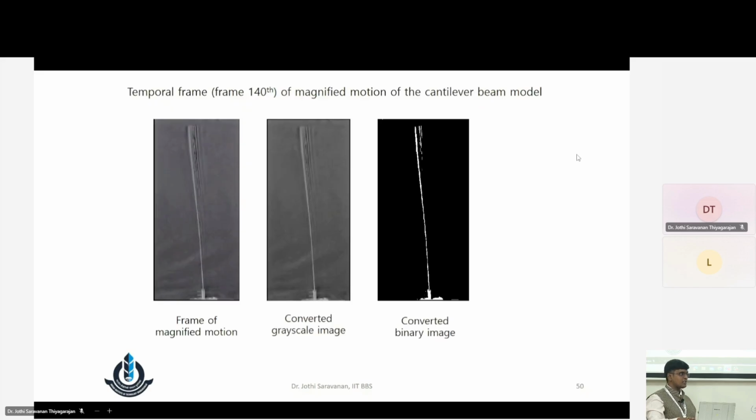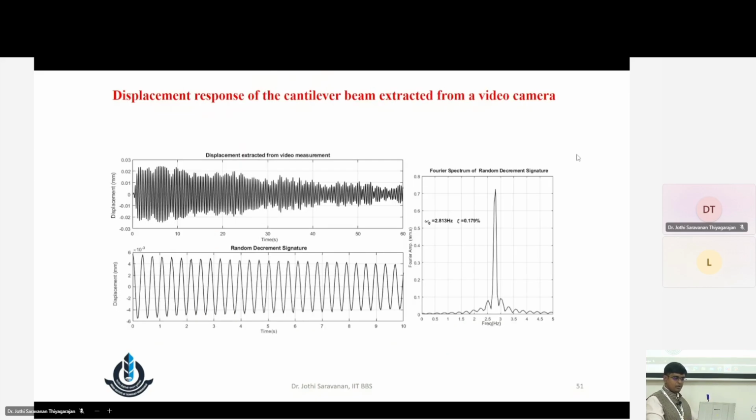Good observation. Now I'm taking a random frame, the 40th frame, magnifying it, converting everything, and doing the process. I will be able to show that at a different frame rate. This is the response that we collected from the video cam, where you can see a very neat peak around 2.8 hertz, which exactly matches the results that we obtained from the laser Doppler. So this gives a lot of confidence in using a video cam for this.